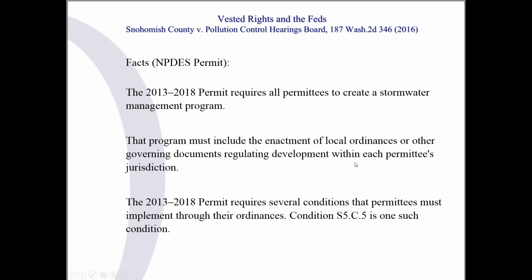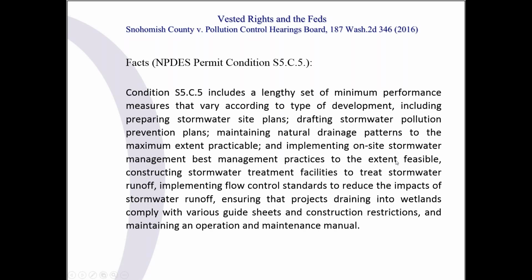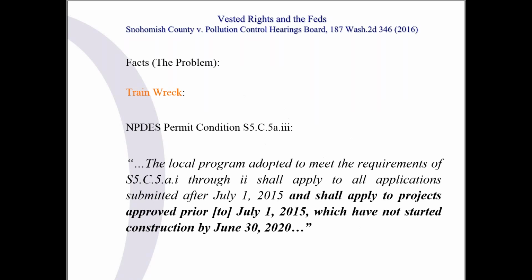And one of those conditions, S5C5, is the one that caused a little bit of problem here. The S5C5, that's the one essentially that goes into the whole stormwater management program you put together. You need to have site plans and do your stormwater calcs about ensuring that there isn't a net increase from the time when the property wasn't developed, all that kind of stuff that goes along with stormwater review.